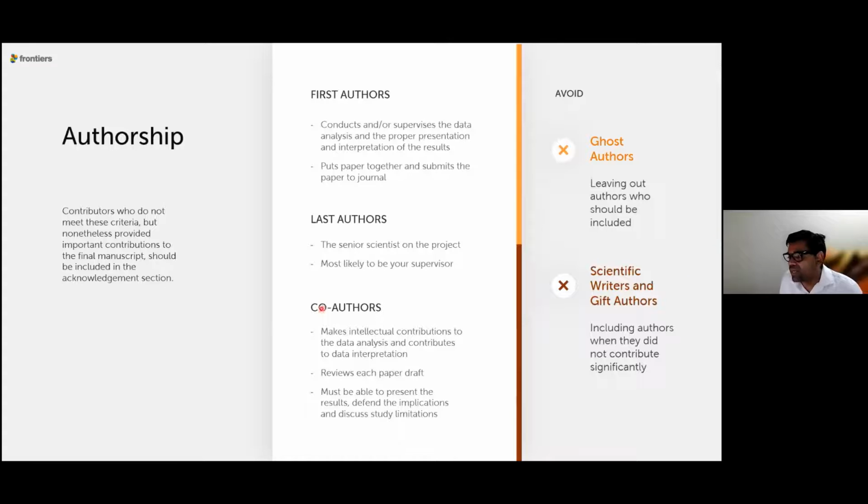Okay. Now, what do we need to avoid? One is ghost authors. What does that mean? Some people did work with you and you agreed that yes, they will be your co-author. By chance, mostly if they have left your institute, they have gone to another country, or now they are not really good friends with you, so you leave their name out. That's called a ghost author. So leaving out authors who should be included. That's not really good. Second is gift authors. As I mentioned earlier, including authors who did not contribute to the work. So we should not include them. And if someone is not really in that list, you should include them in the acknowledgement section.